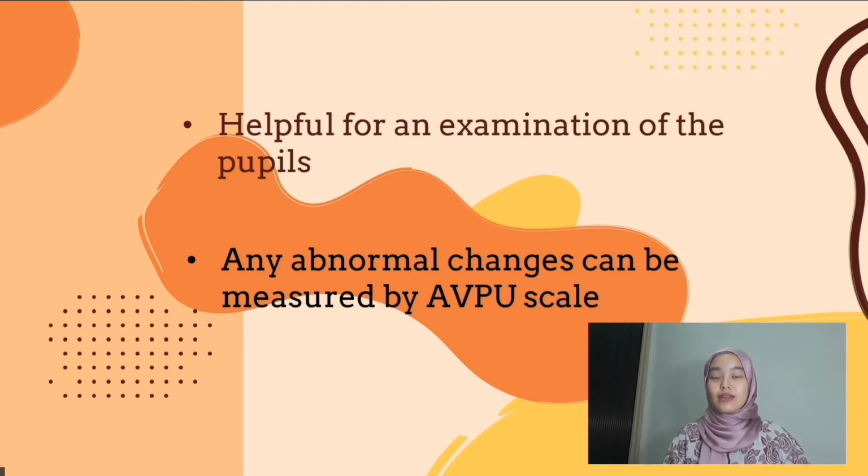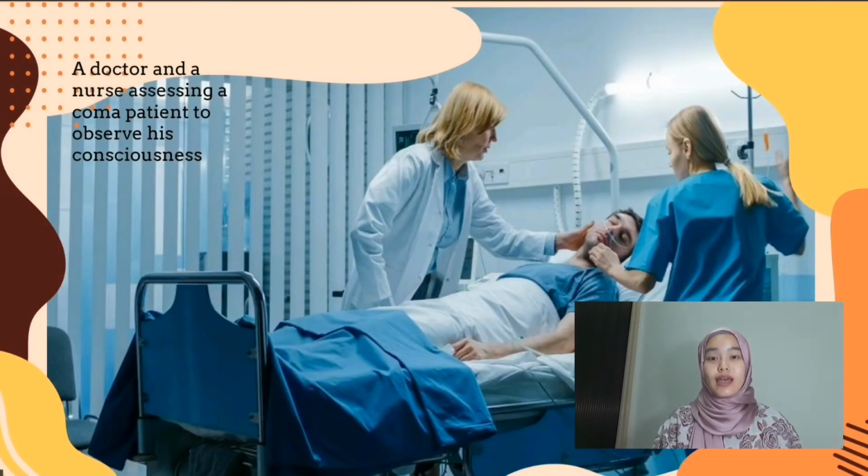We can detect whether the patients are conscious or unconscious by using the AVPU scale and during the examination of their pupils. Any abnormal change, such as pupil size or shape or neurological signs, can also be measured by the AVPU scale. This picture shows a doctor and a nurse assessing the level of consciousness of a coma patient.